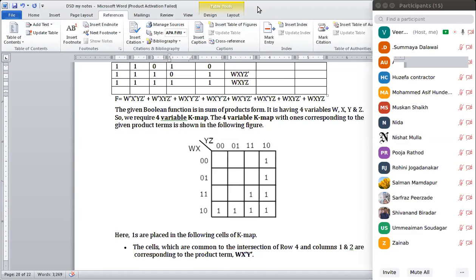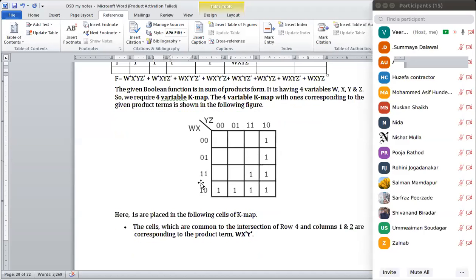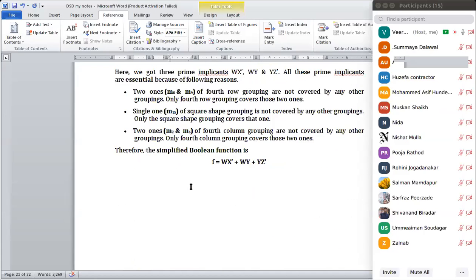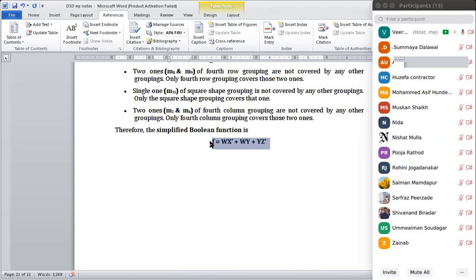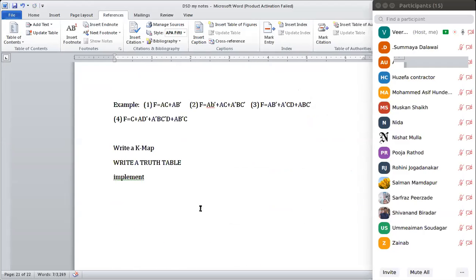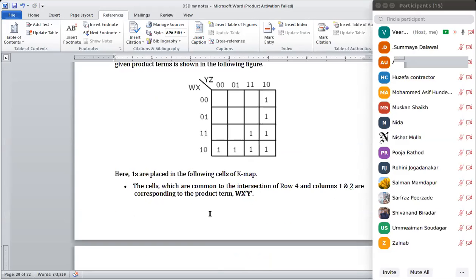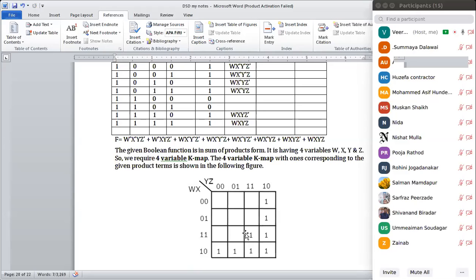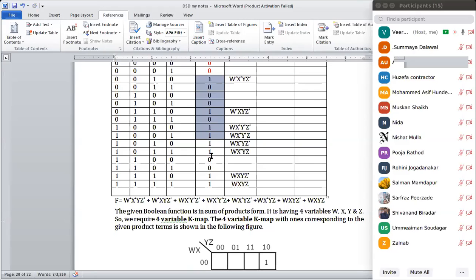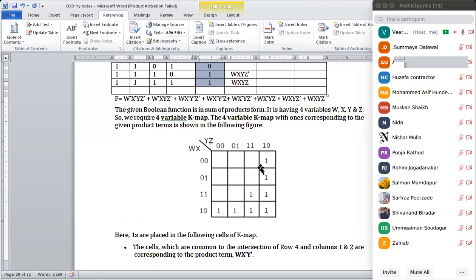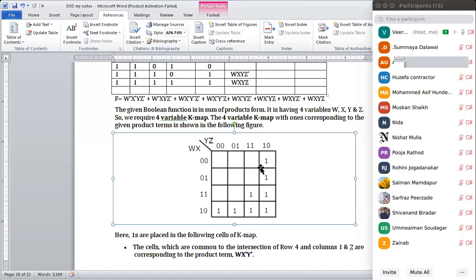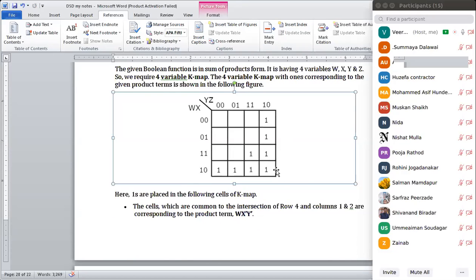I think the session may stop now. We will restart the session and finish this four variable. Right now we have just seen how to write a K-map for this truth table with all the ones. The grouping of these ones and then solving of these ones we will see in the next class.